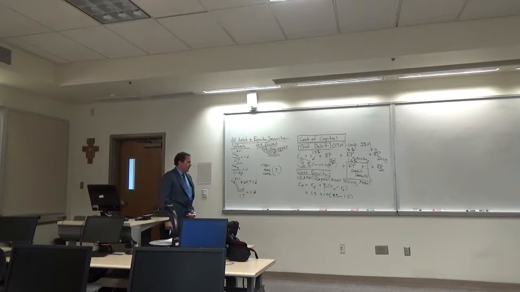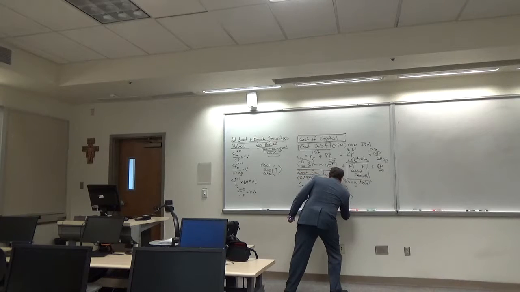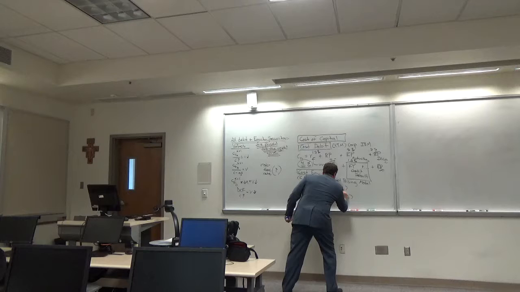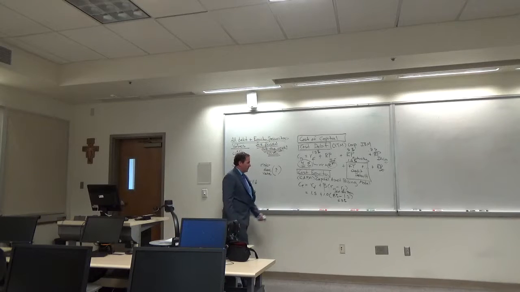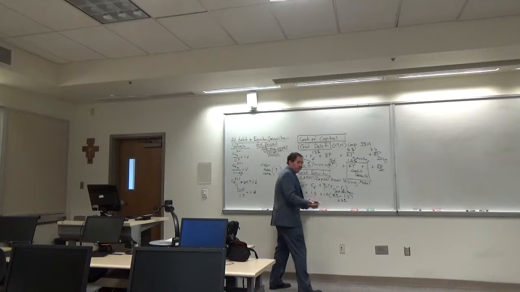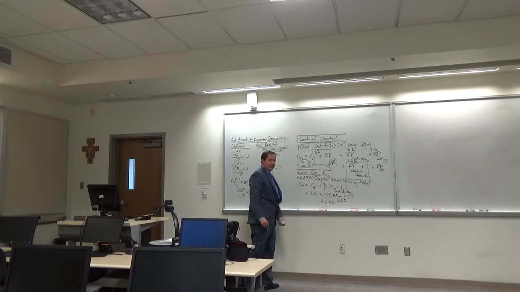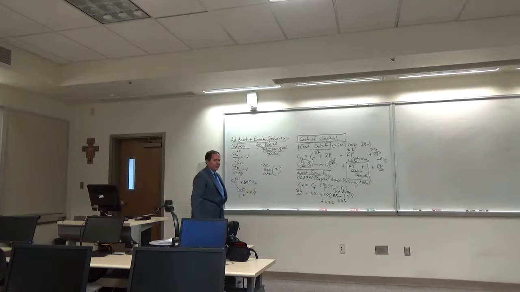So 8 minus 1.5 is what? 6.5. So our market risk premium is 6.5%. And 6.5% times 1 is what? 6.5 plus 1.5 is going to give you what? 8. So your expected cost of equity is 8%.